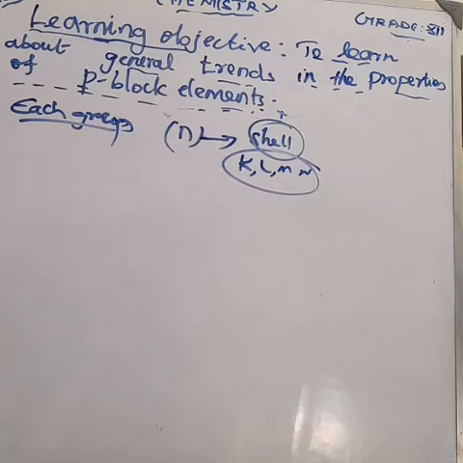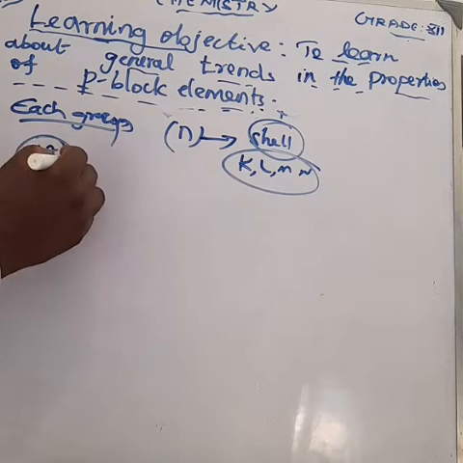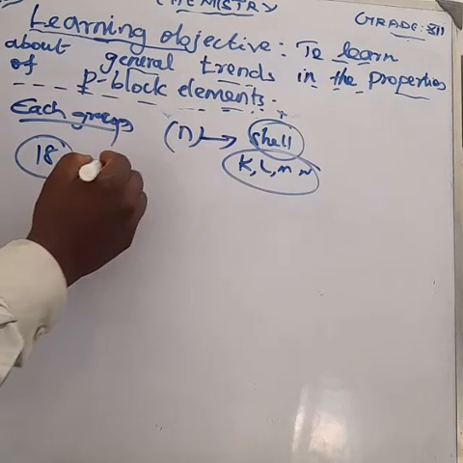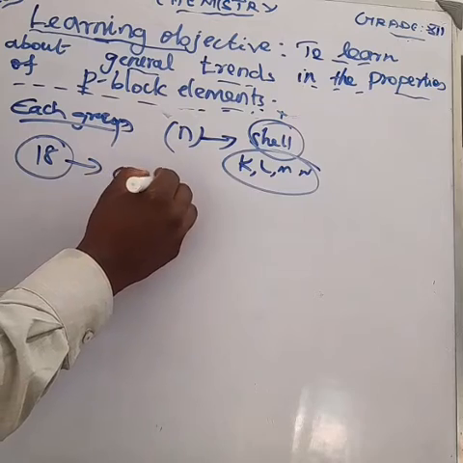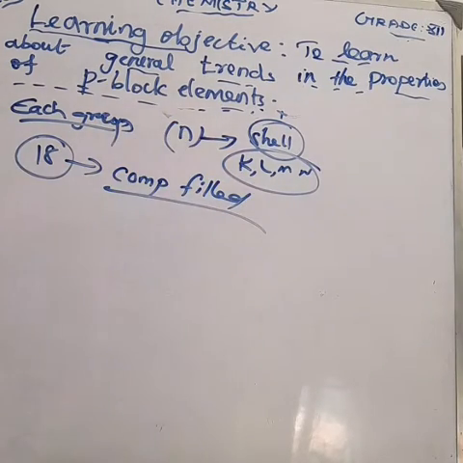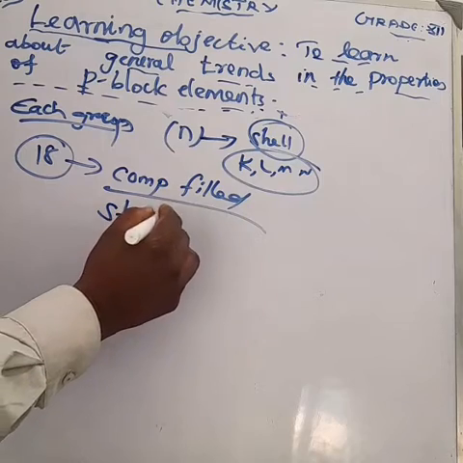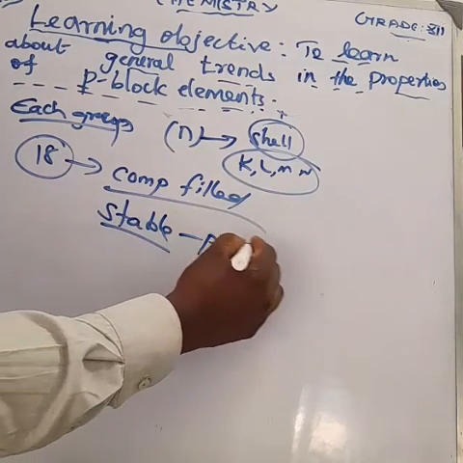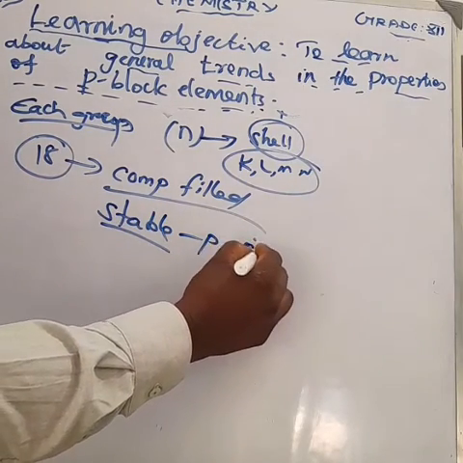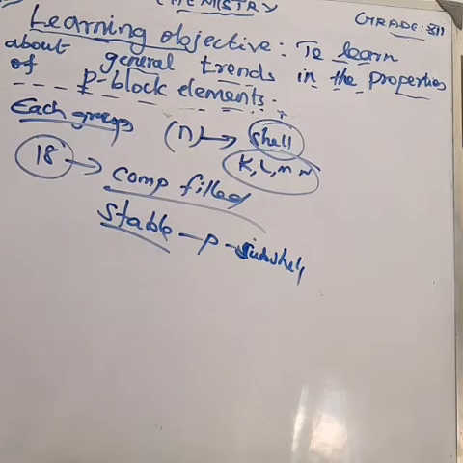Anyhow, the elements of group 18 are what we call inert gases. What about the inert gases? They have completely filled p subshells. So they never accept an electron and never donate an electron, because they are stable. They have a completely filled p orbital, so they are more stable and least reactive.